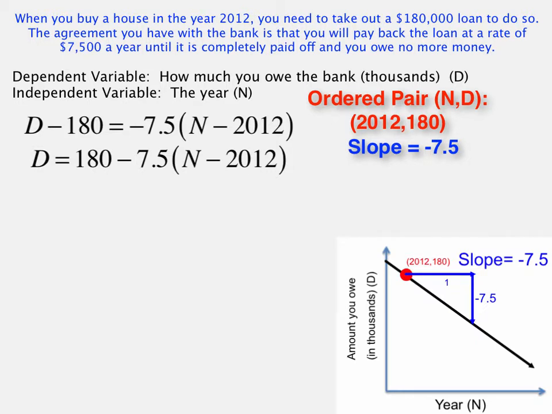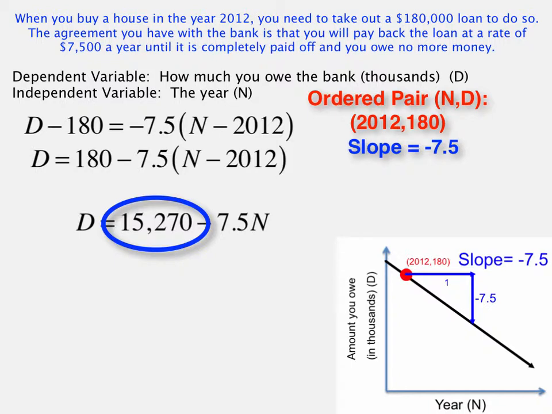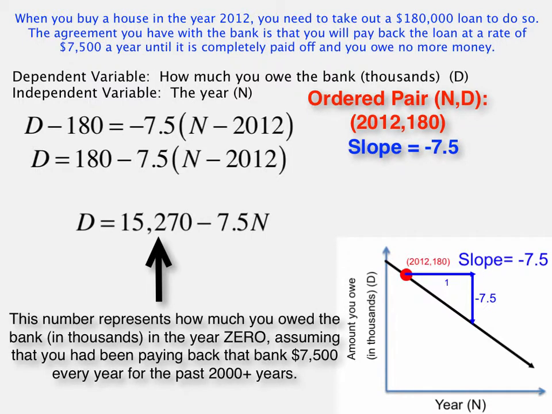year. One more note, if we went ahead and put this equation in a slope-intercept form, we would get a crazy intercept. Remember that the D-intercept here represents how much you would owe the bank when N equals 0. That is, in the year 0.